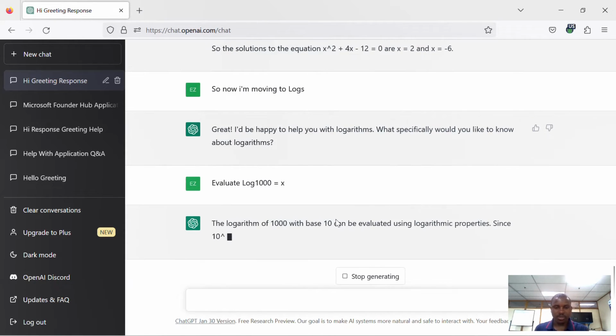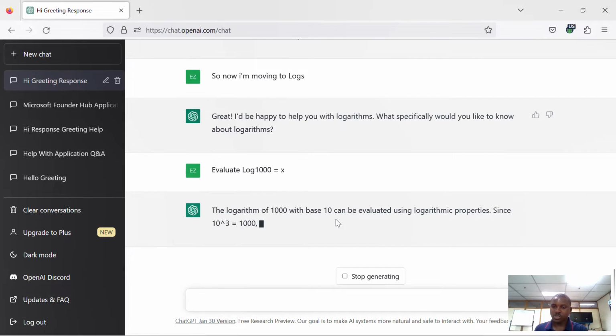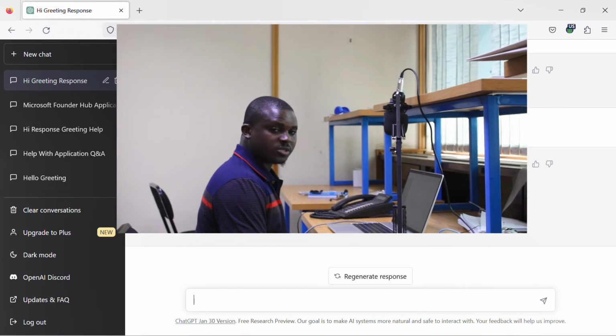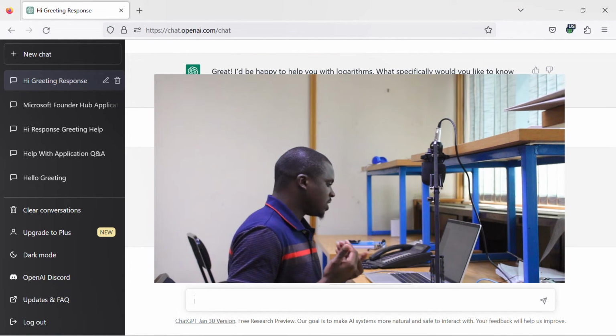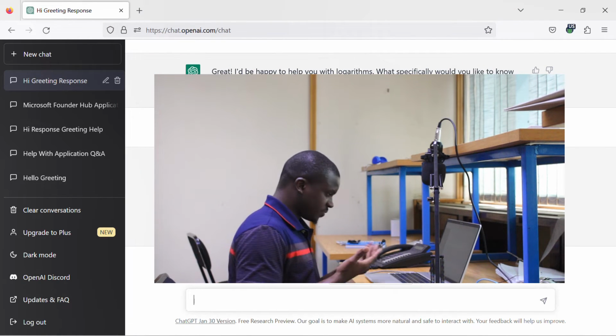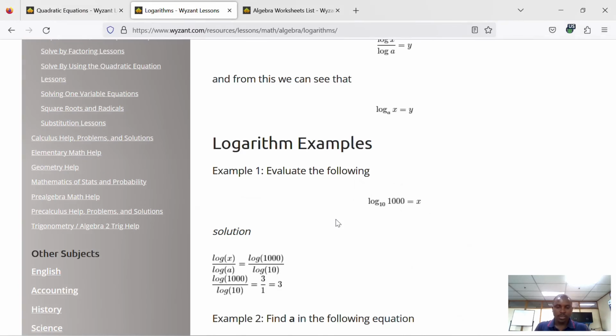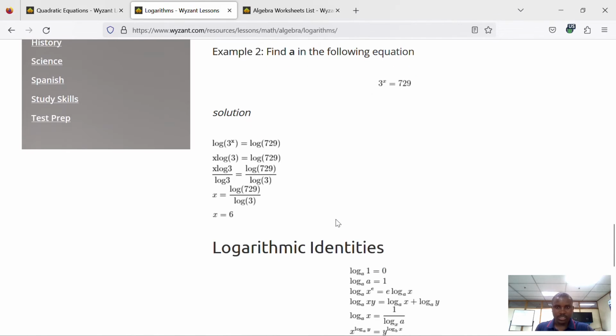So the logarithm of 1000 with base 10 can be evaluated using the logarithmic definition. Since 10 to the power 3 is equal to 1000, we have log 1000 base 10 as your answer is 3. You see that it has actually managed to solve the logarithm problem just like this. So let me actually go on to the next question.